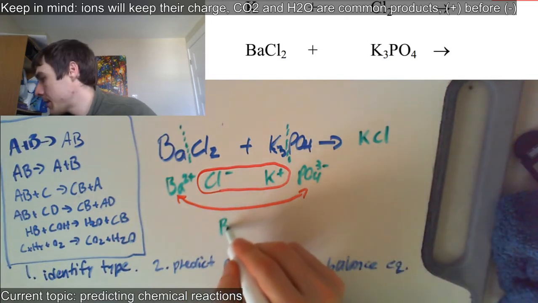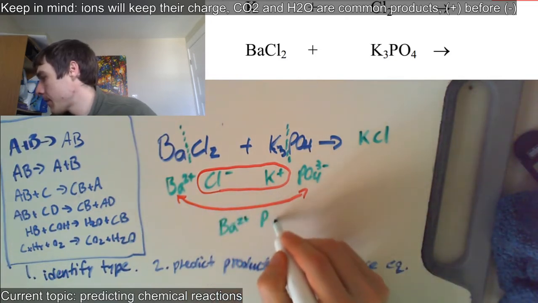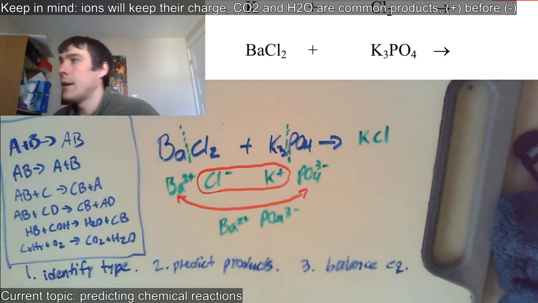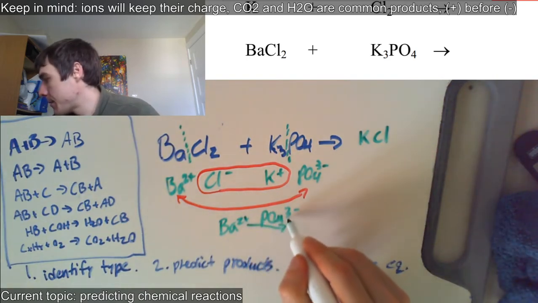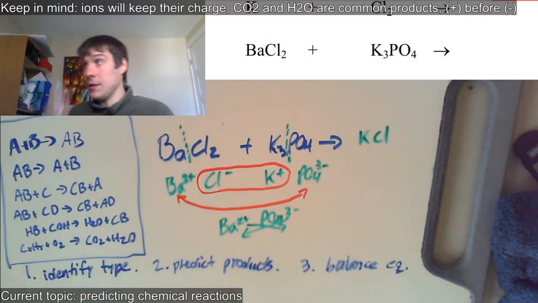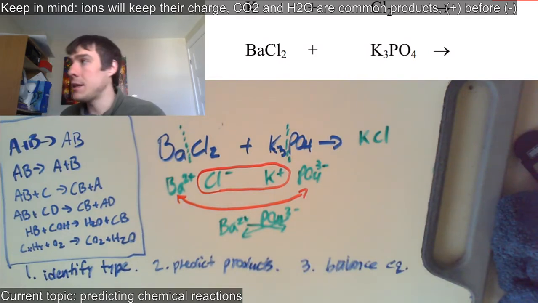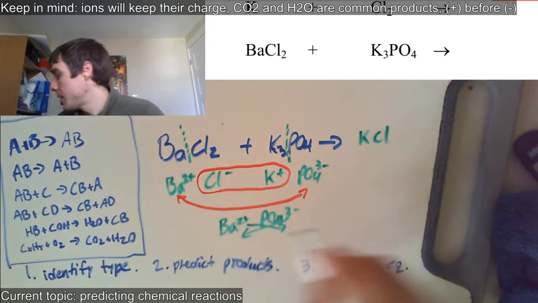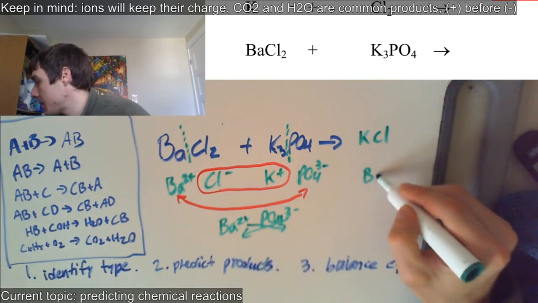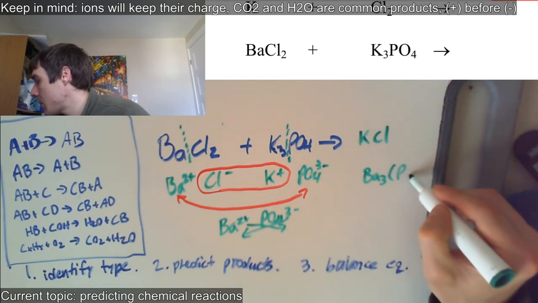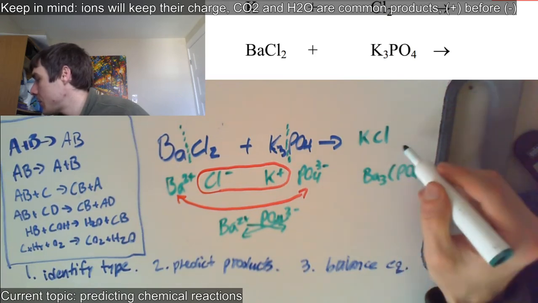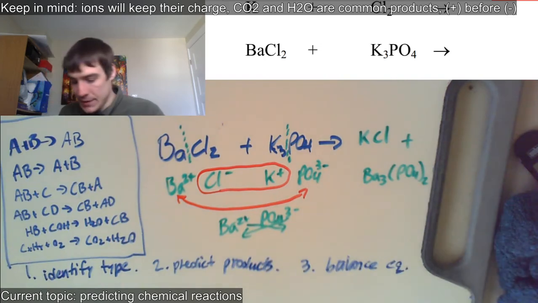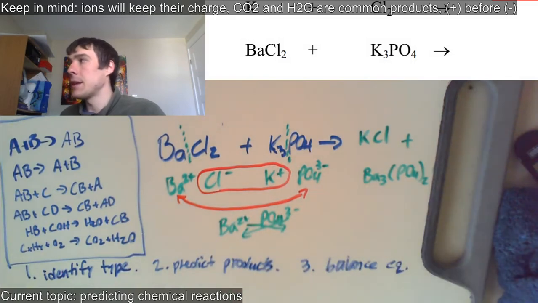So if barium gets with phosphate, we can do the crisscross thing. A lot of people like the crisscross thing to show that we're going to have barium 3, phosphate 2. So we need 3 bariums and 2 phosphates. 3 bariums, 2 phosphates. And that is our products over here. We've predicted our products. Now we have to balance it.